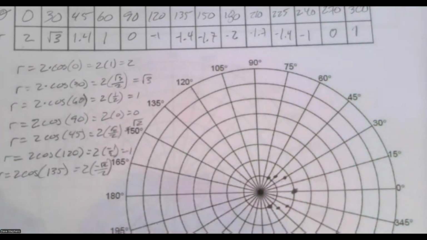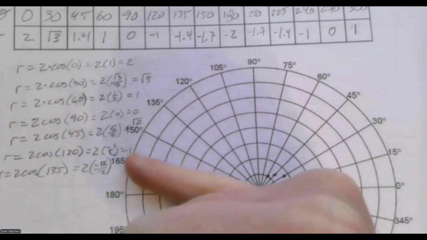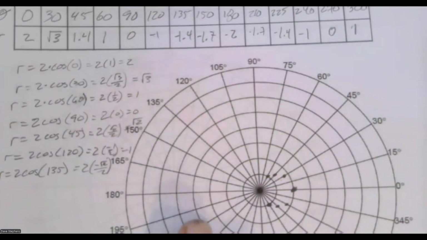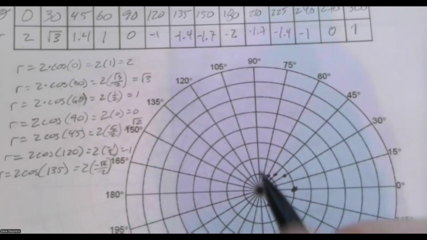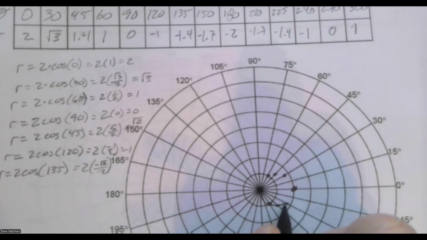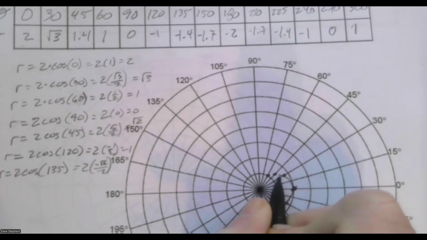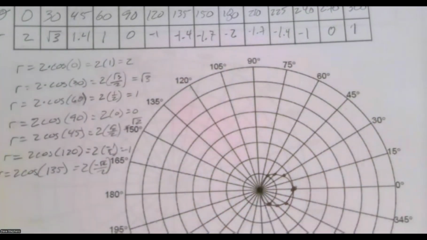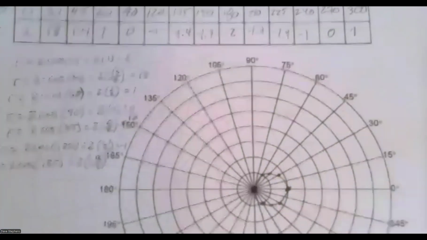And really, all of the angles over here are going to have negative r values. All of the angles over here are going to have positive r values, and it repeats itself. So ultimately, what did we just draw? This is nothing more than a circle. Which I think is pretty cool. Pretty neat. Okay, try one more.